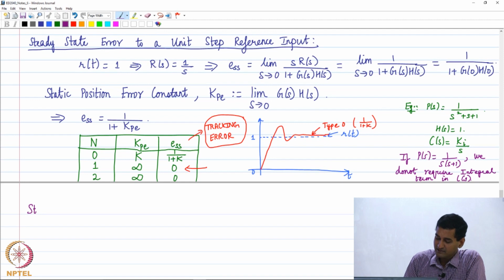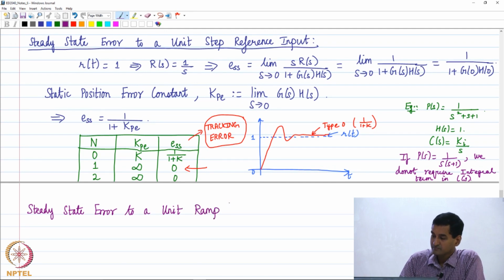So, the second input which I am going to consider is steady state error to a unit ramp reference input. I am sorry, what is it?